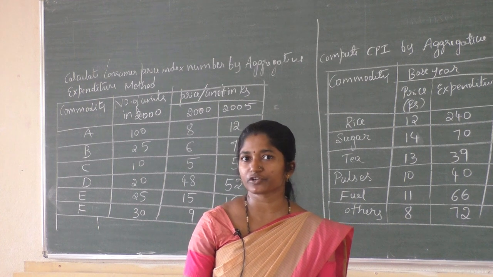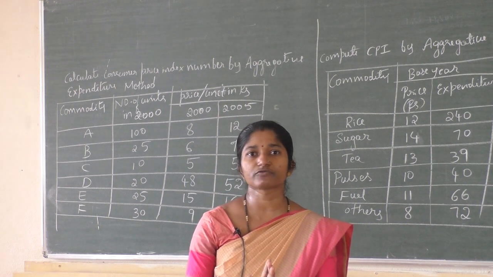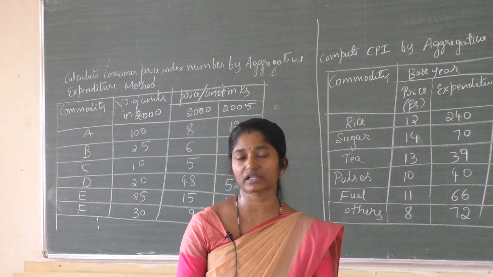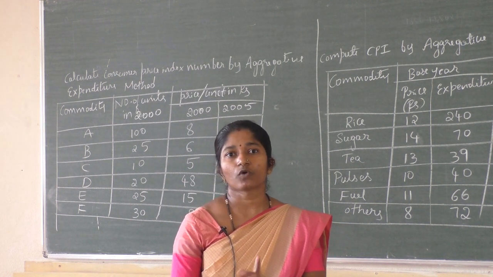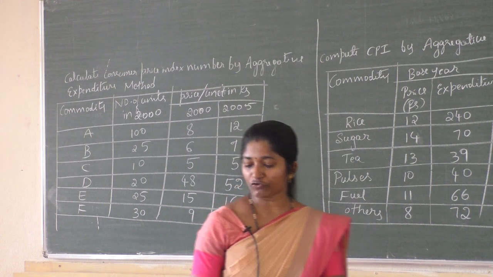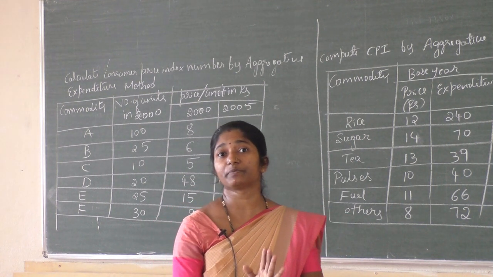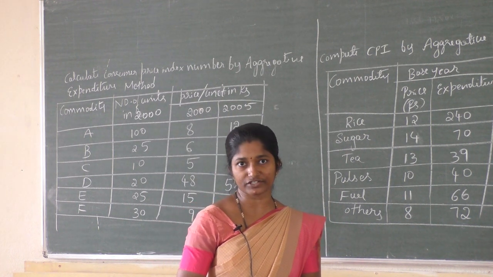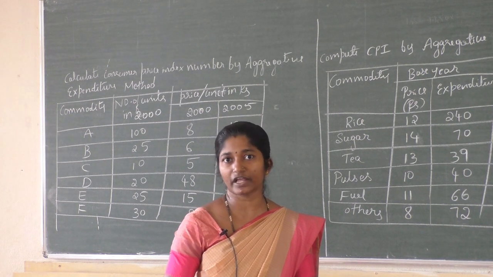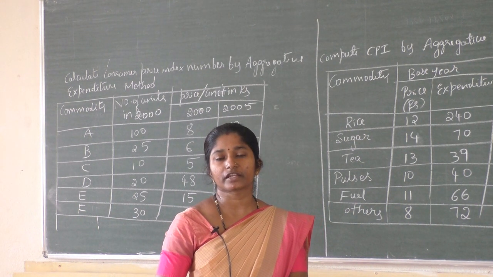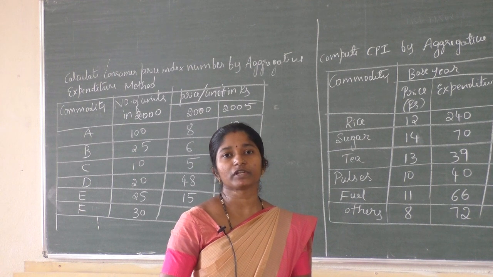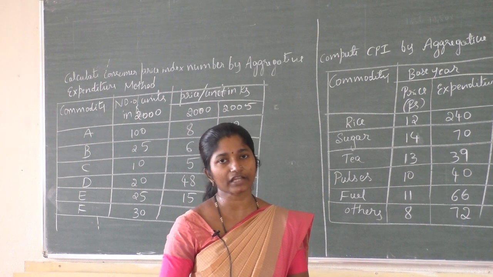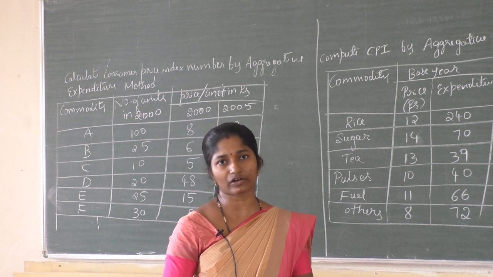In the aggregative expenditure method, we are giving weightage for which one? Quantities, that is base year quantities, which is the same as Laspeyres' price index number. The base year quantities for items consumed by a particular class of people are taken as the weightage. The formula is the sum of P1 Q0 divided by the sum of P0 Q0. We use it for the calculation like that.